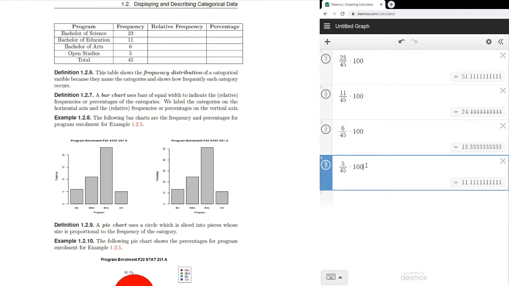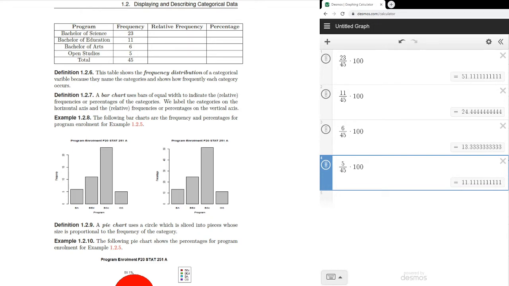Now this table shows the frequency distribution since it lists all of the categories of our categorical variable with how frequently each category occurs. So now let's look at some of the ways we can display categorical data.